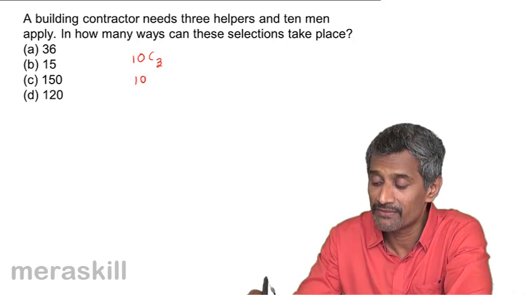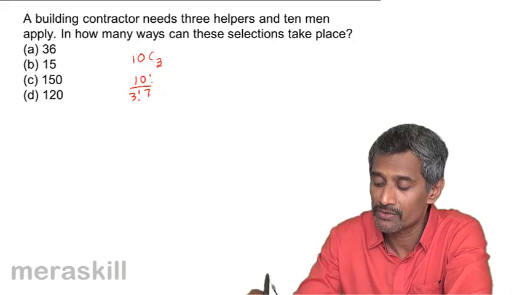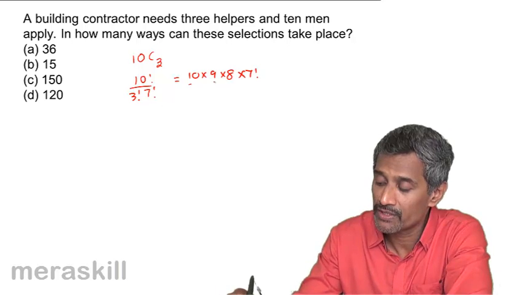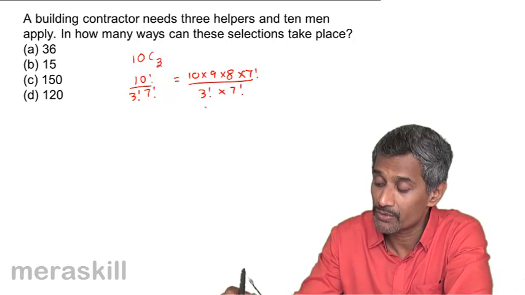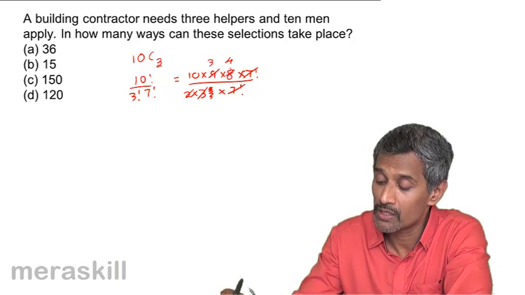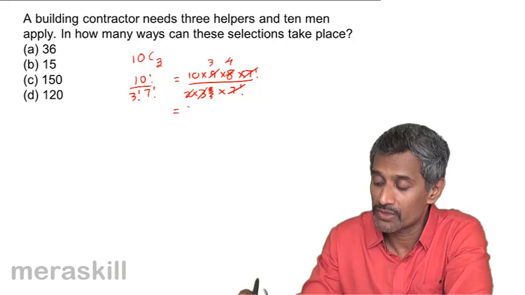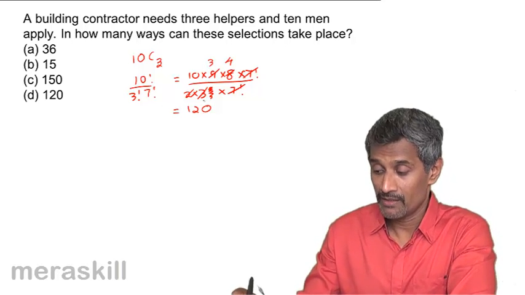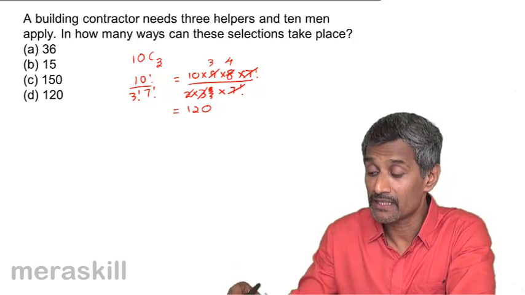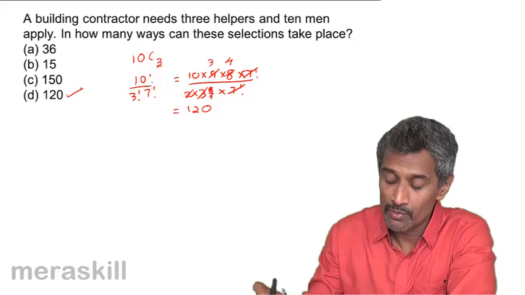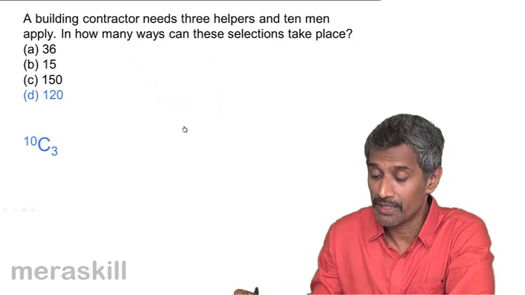So it's going to be 10C3, which is 10 factorial upon 3 factorial into 7 factorial, which is 10 into 9 into 8 into 7 factorial upon 3 factorial into 7 factorial. Now 3 factorial is nothing but 2 into 3. This gets cancelled. So 3 3s are 9, 2 4s are 8. So it's going to be 4 into 3, 12 into 10, 120 selections. 120 possibilities can be derived out of selecting 3 helpers out of 10 available men who have applied. So our answer is 120, and yes, we do have it that way.